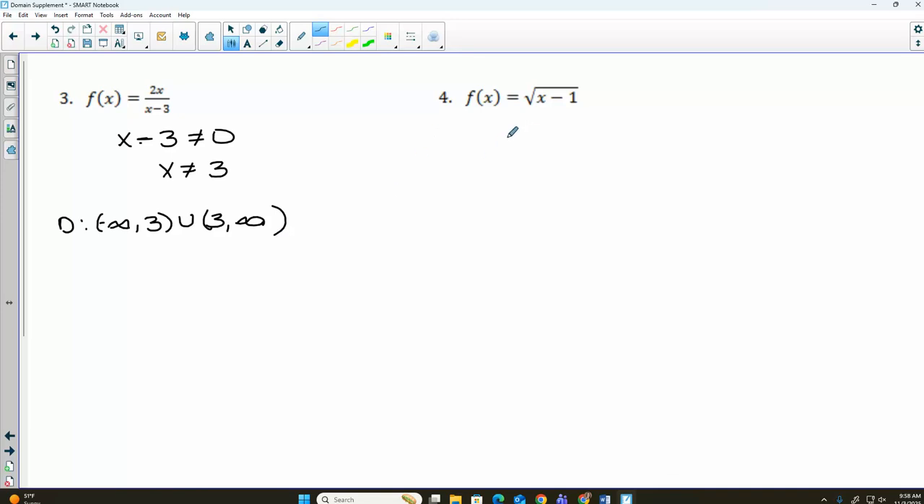Number 4. This one has a radical. Okay, it's an even radical because it's a square root. What does that mean? Look back at the very beginning. If it's an even radical, what did we say? The radicand, so greater than or equal to 0. So the thing under my square root, greater than or equal to 0.